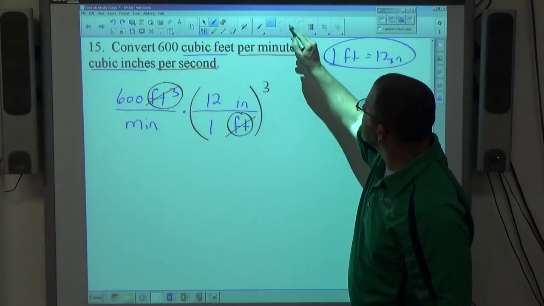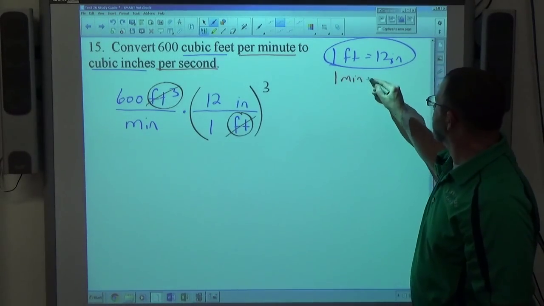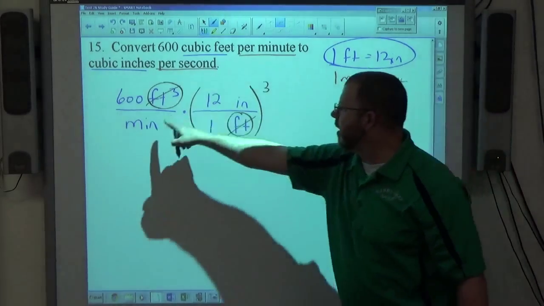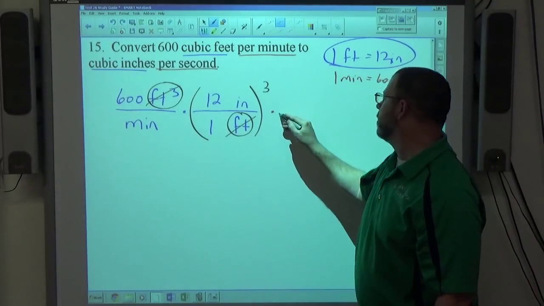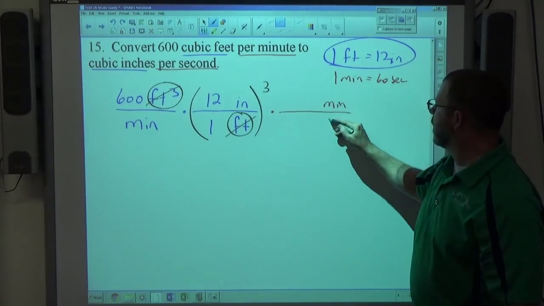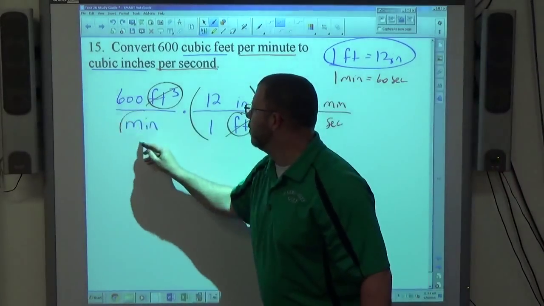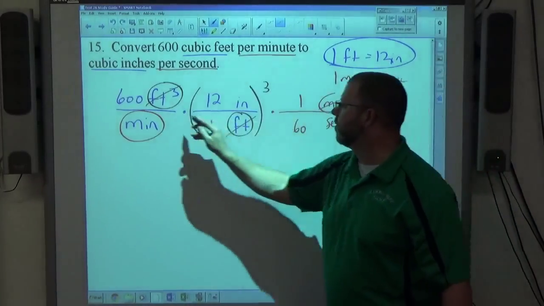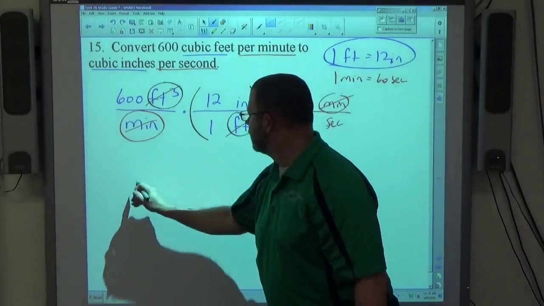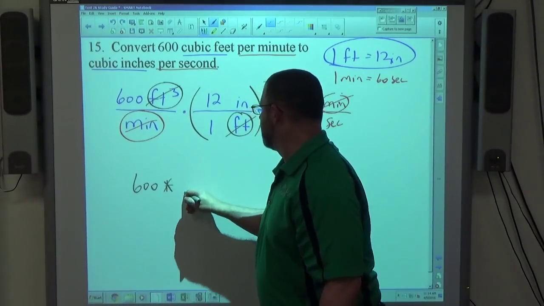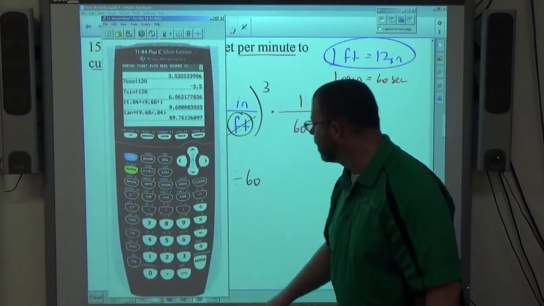On the bottom, I want to change minutes to seconds. I know 1 minute is equal to 60 seconds. This is minutes to the first power, this is seconds to the first power, that's what we're trying to change to. So when I do this conversion, minutes on top, seconds in the denominator, and I know 1 minute is equal to 60 seconds, this unit matches that unit exactly, so we're ready to go with that. No cubing necessary. So to get my answer, I simply have to do 600 times 12 cubed divided by 60. Whatever that comes out to is going to be the answer.